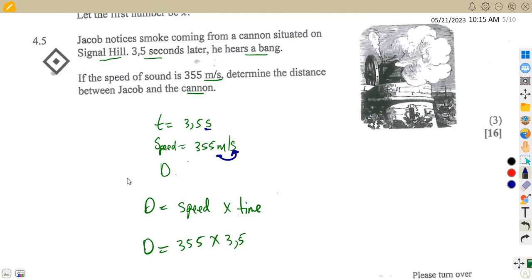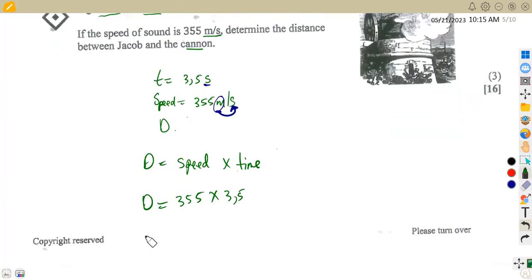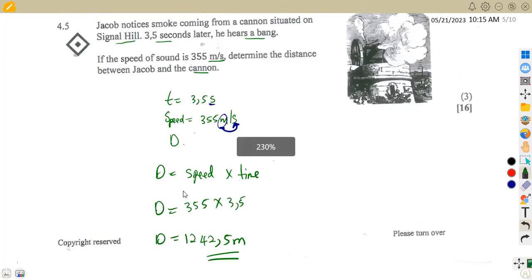Our time is in seconds. So we are going to simply multiply, and our distance is going to be in meters. All right, so if you multiply 355 divided by 3.5, we are going to obtain 1,242.5, which is in meters. So this is going to be our distance in this case.